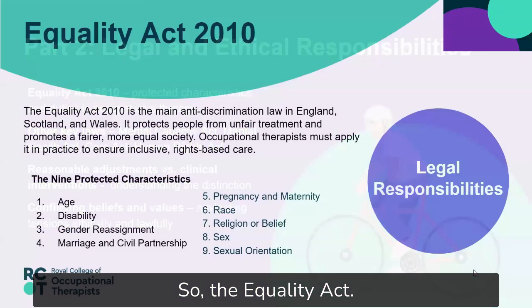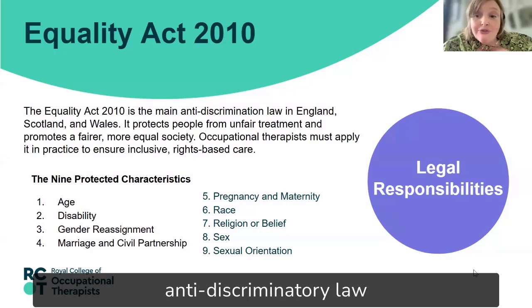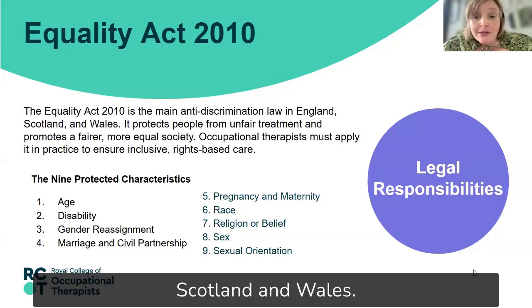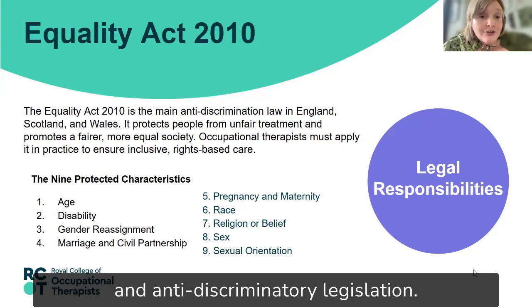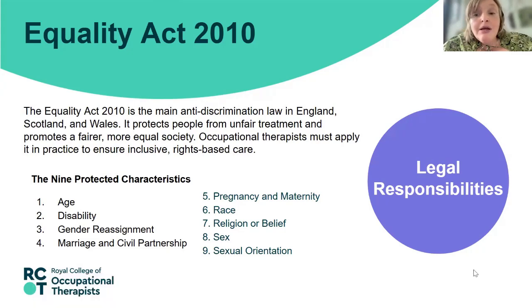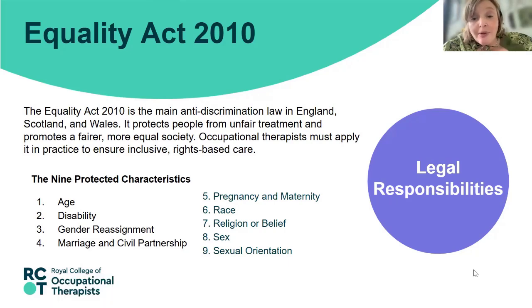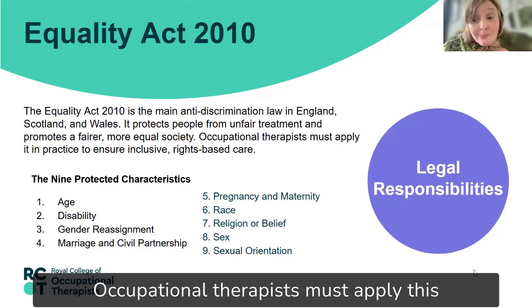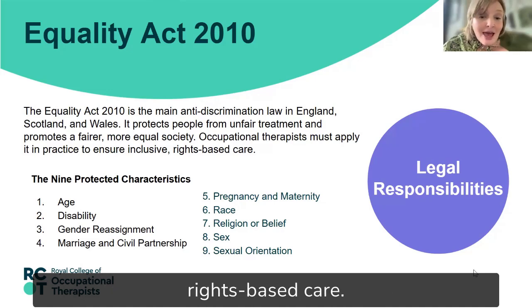So the Equality Act is the main anti-discriminatory law in England, Scotland and Wales. It applies only in England, Scotland and Wales, and in Northern Ireland similar protections exist through separate pieces of equality and anti-discriminatory legislation. The Equality Act protects people from unfair treatment and promotes a more equal society. Occupational therapists must apply this in practice to ensure inclusive, rights-based care.